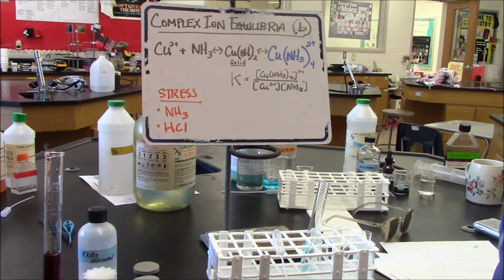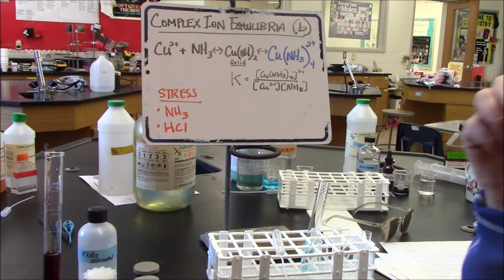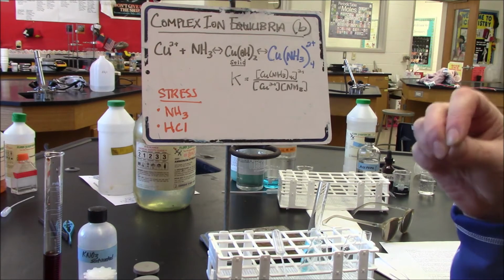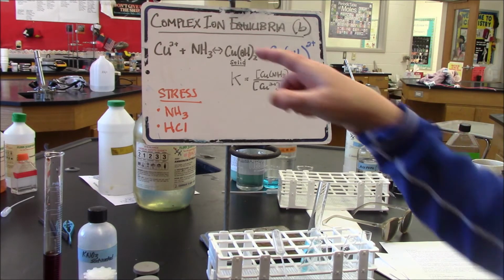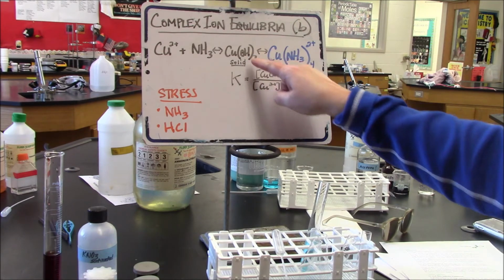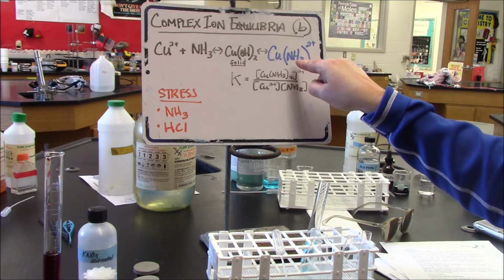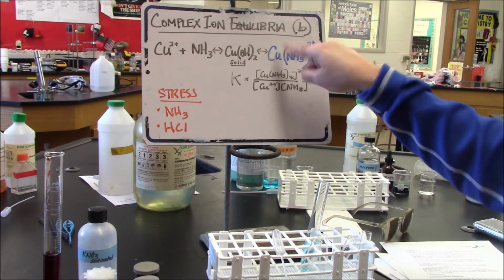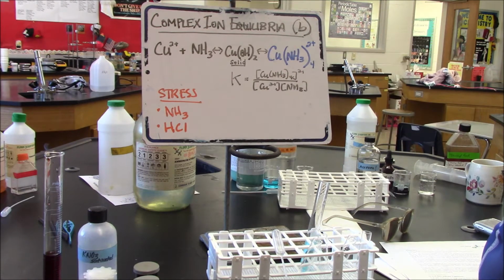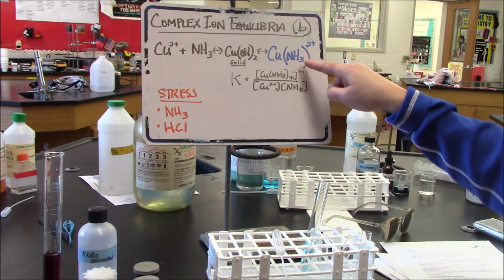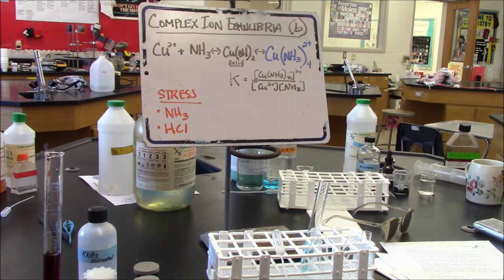initially I'm going to form a light blue solid. That is the copper 2 hydroxide, or solid, sorry, insoluble salt. But as I continue to add ammonia, this will get replaced by the more favorable complex ion, because of the large concentration of ammonia that I'll be adding. So I'm going to start by forming this complex ion.